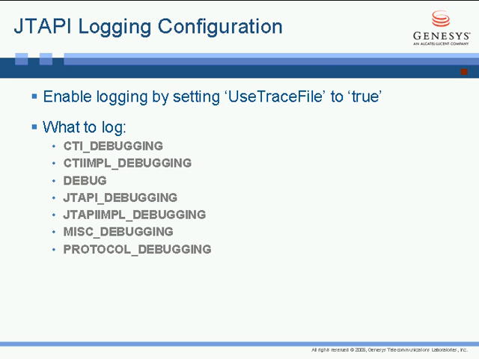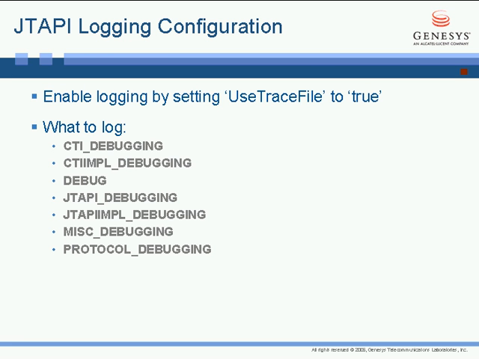The first option, key to logging, is the Use Trace File option. This option controls whether to log JTAPI to a file. With this option set to false, of course, logging does not occur. The first key to logging is to enable this by setting it to true.